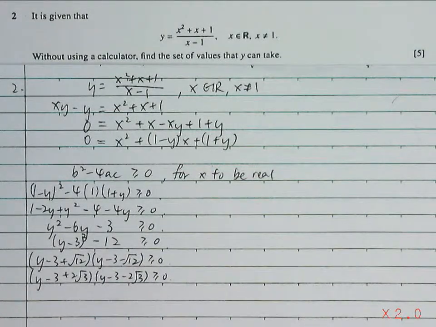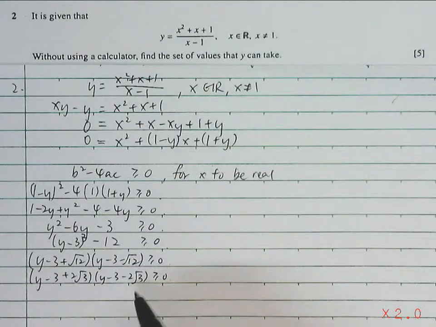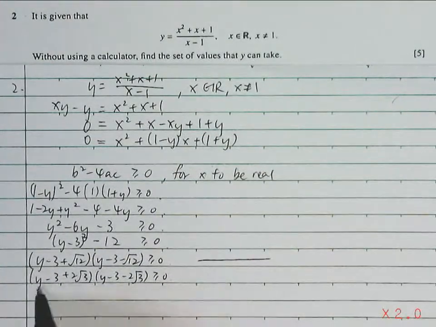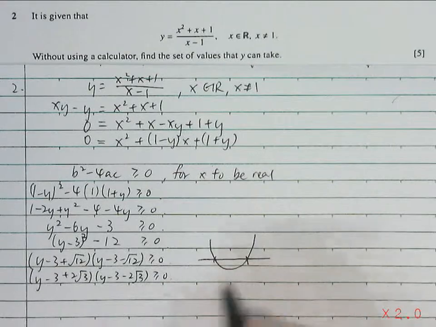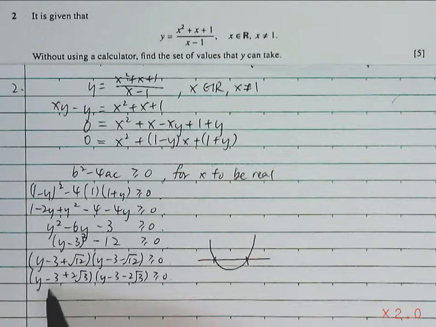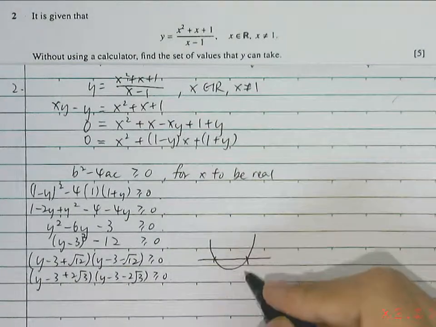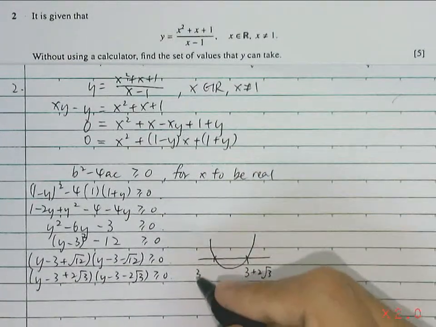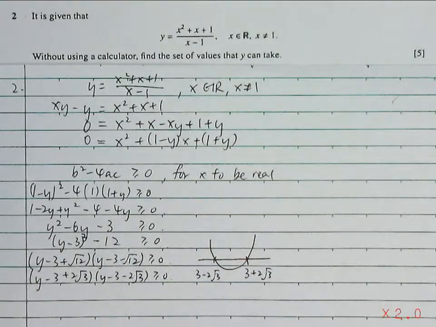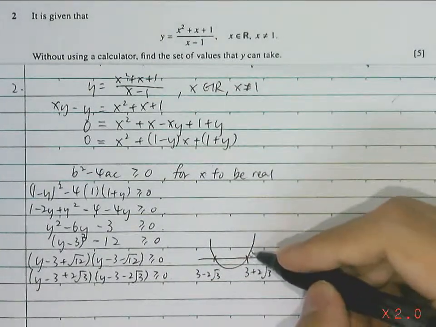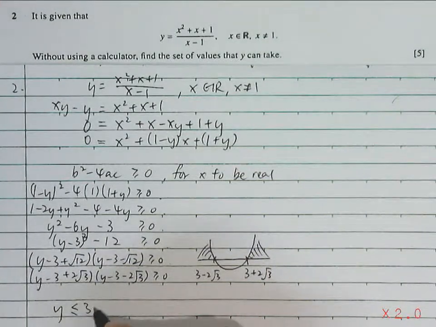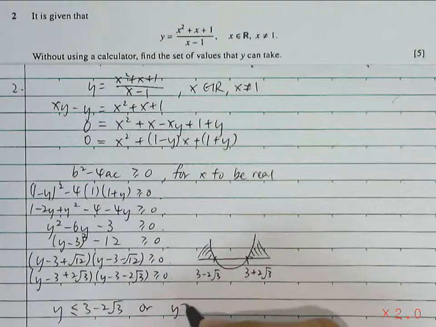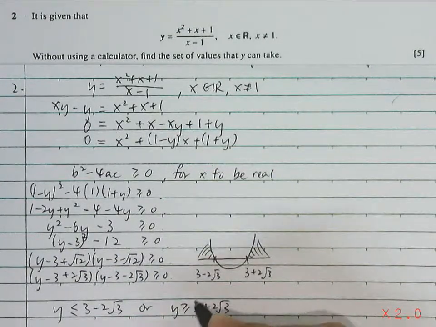Alright, now to solve this inequality, since we have the two factors already, and since the y squared coefficient is positive, I'll draw a smiley curve. Now we find the two roots. This root will be 3 minus 2 root 3, and this root will be 3 plus 2 root 3. So this will be the larger root, 3 plus 2 root 3. Here will be 3 minus 2 root 3. Since it is greater than or equal to 0, the region that we are interested in is here and here. Okay, so our y values can only take y less than or equal to 3 minus 2 root 3, or y greater than or equal to 3 plus 2 root 3.